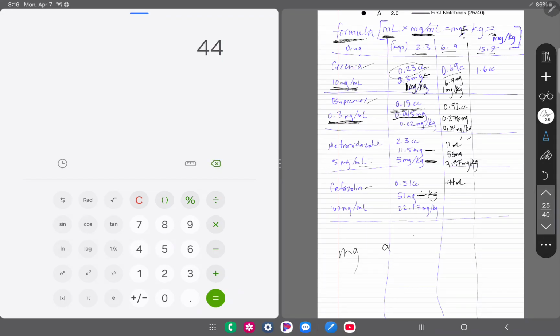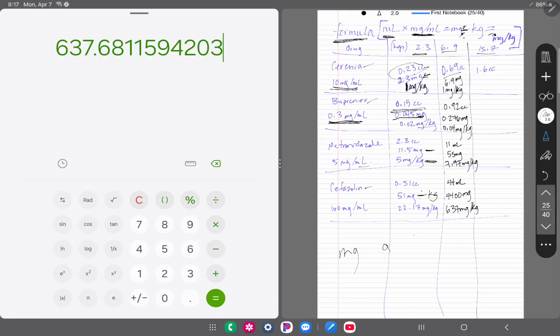That's fine. Let's see what happens. If I take 44 times 100 mg per mil, I'm going to get 4,400 mg. All right, so that happened. And then you take that number divided by kilograms to figure out what is that mg per kg dose I just gave. So 4,400 divided by the 6.9 kilogram animal. Ooh, so that's 637 mg per kg.